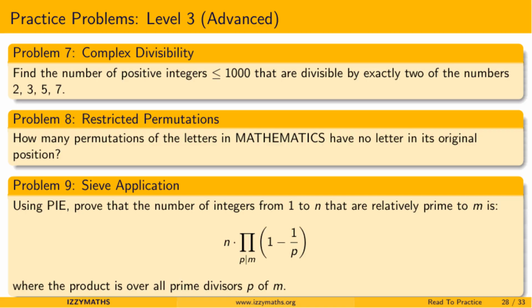Problem 9 is theoretical. Using PIE, prove that the number of integers from 1 to n that are relatively prime to m equals n times the product over all prime divisors p of m of (1 minus 1 over p). This connects PIE to the fundamental theorem of arithmetic.